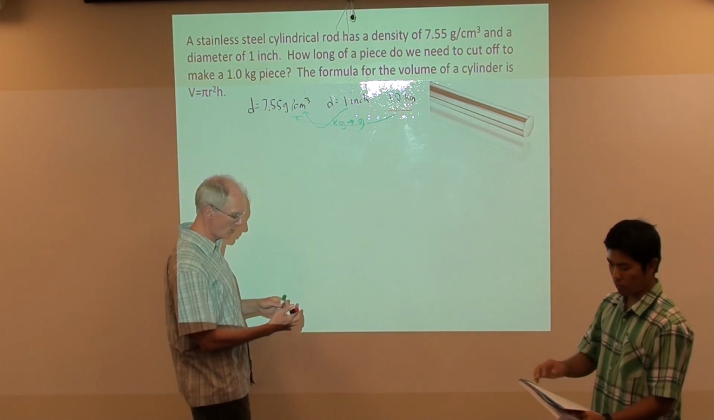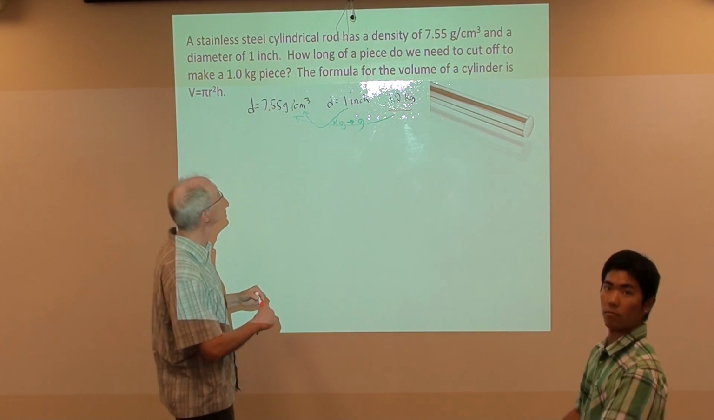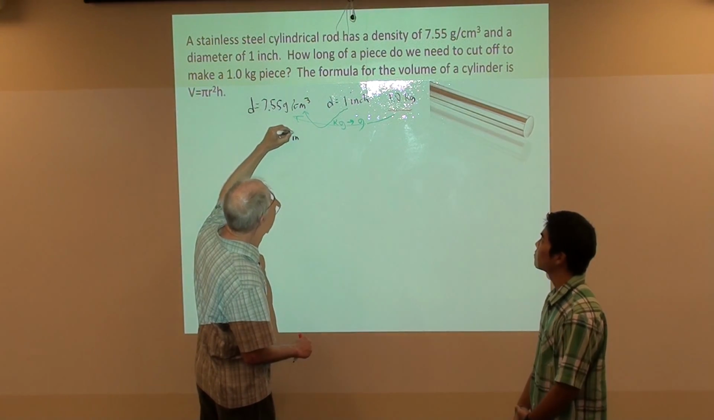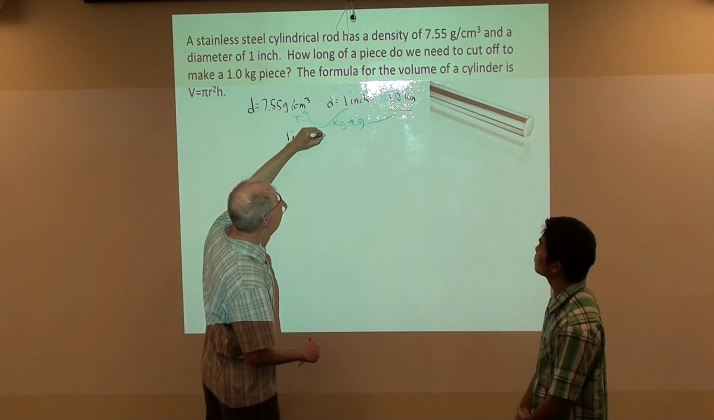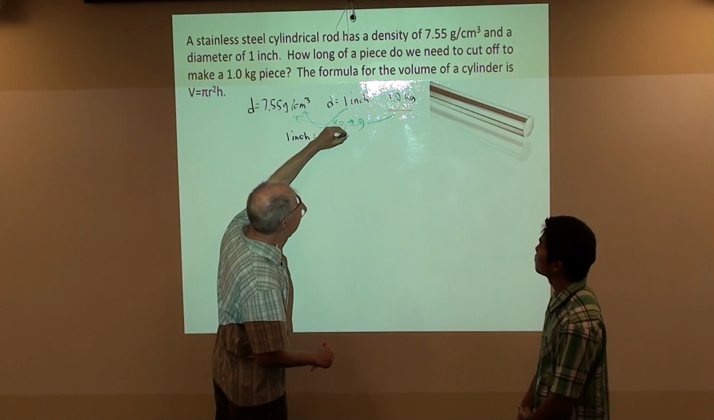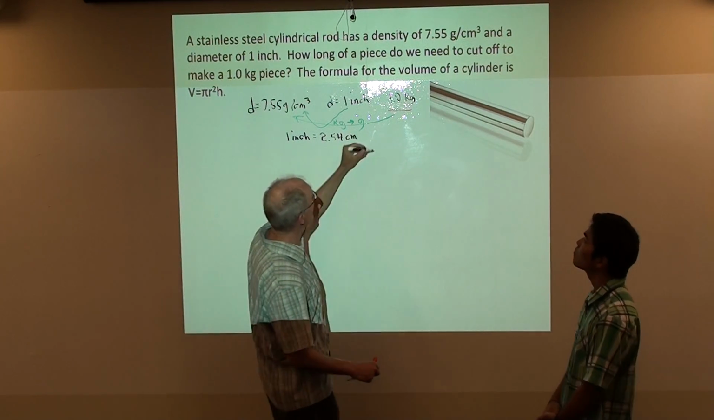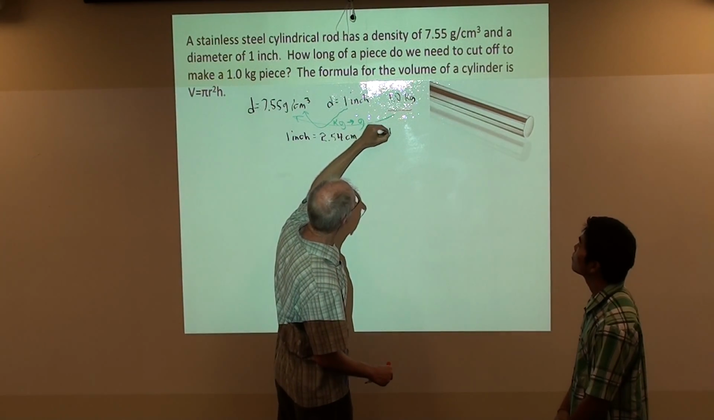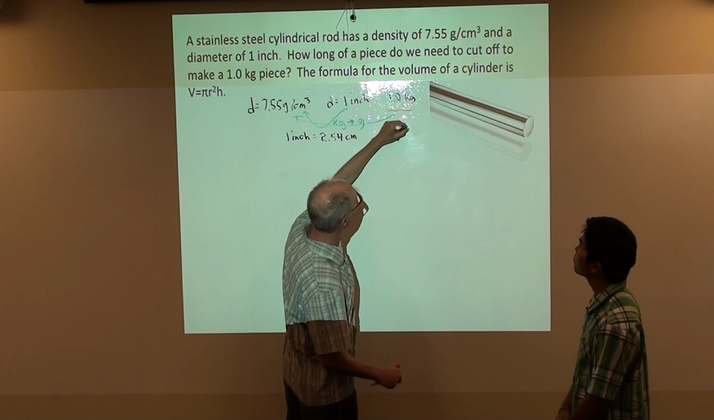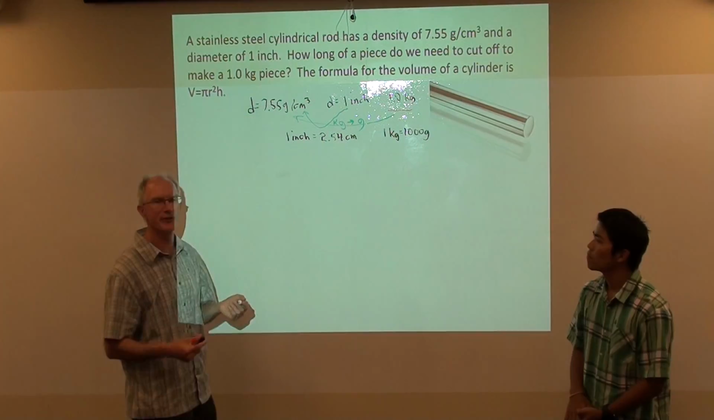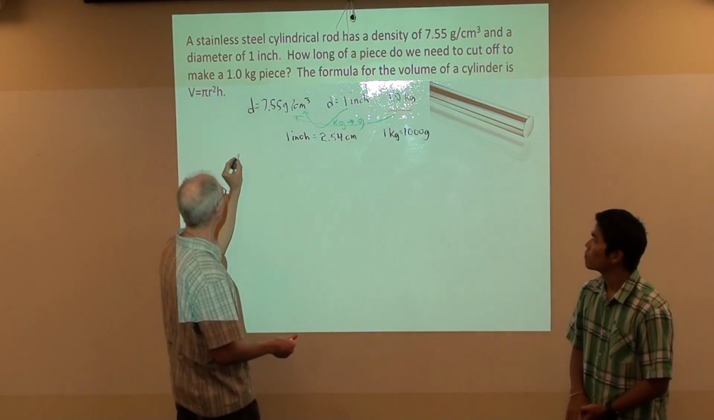I happen to know that the conversion factor between inches and centimeters is 1 inch equals 2.54 centimeters. And then also kilograms to grams, 1 kilogram equals 1,000 grams. That's kind of the collect and organize part.